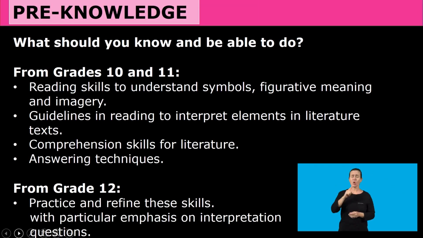From our previous knowledge, what do we need to know? Reading skills to understand the symbols, the figurative as well as imagery. Guidelines in interpreting elements of literature. Comprehension skills for literature as well as answering questions. So what do we do in grade 12? We practice and we refine these skills with particular emphasis on interpretation questions.